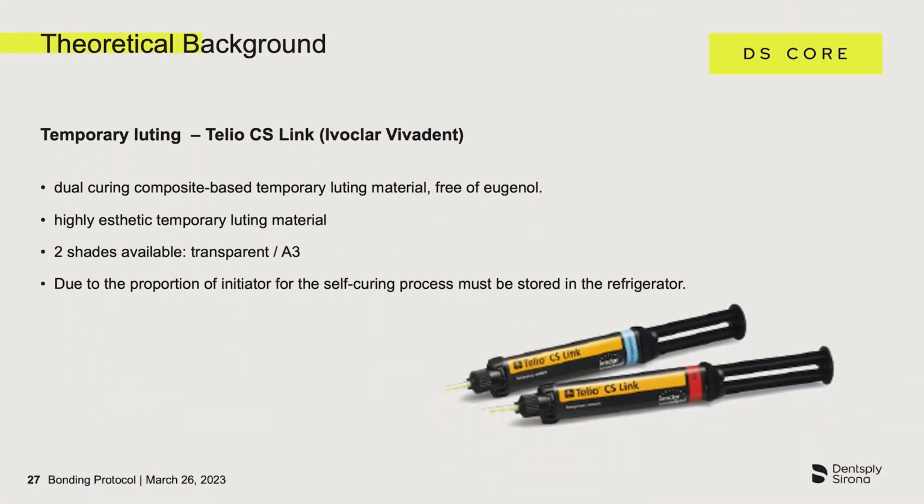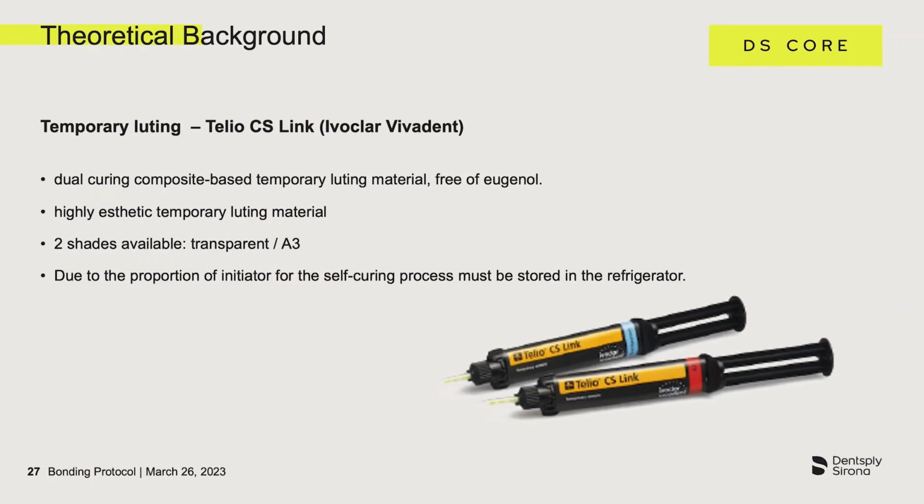Let's take a quick look at temporary cementation. Here too, there is a highly aesthetic composite-based temporary luting cement from the company Ivoclar Vivadent, which is of course eugenol-free, not to influence the subsequent adhesive bond. It is an aesthetic temporary luting material available in two shades. One is transparent and the other in shade A3.